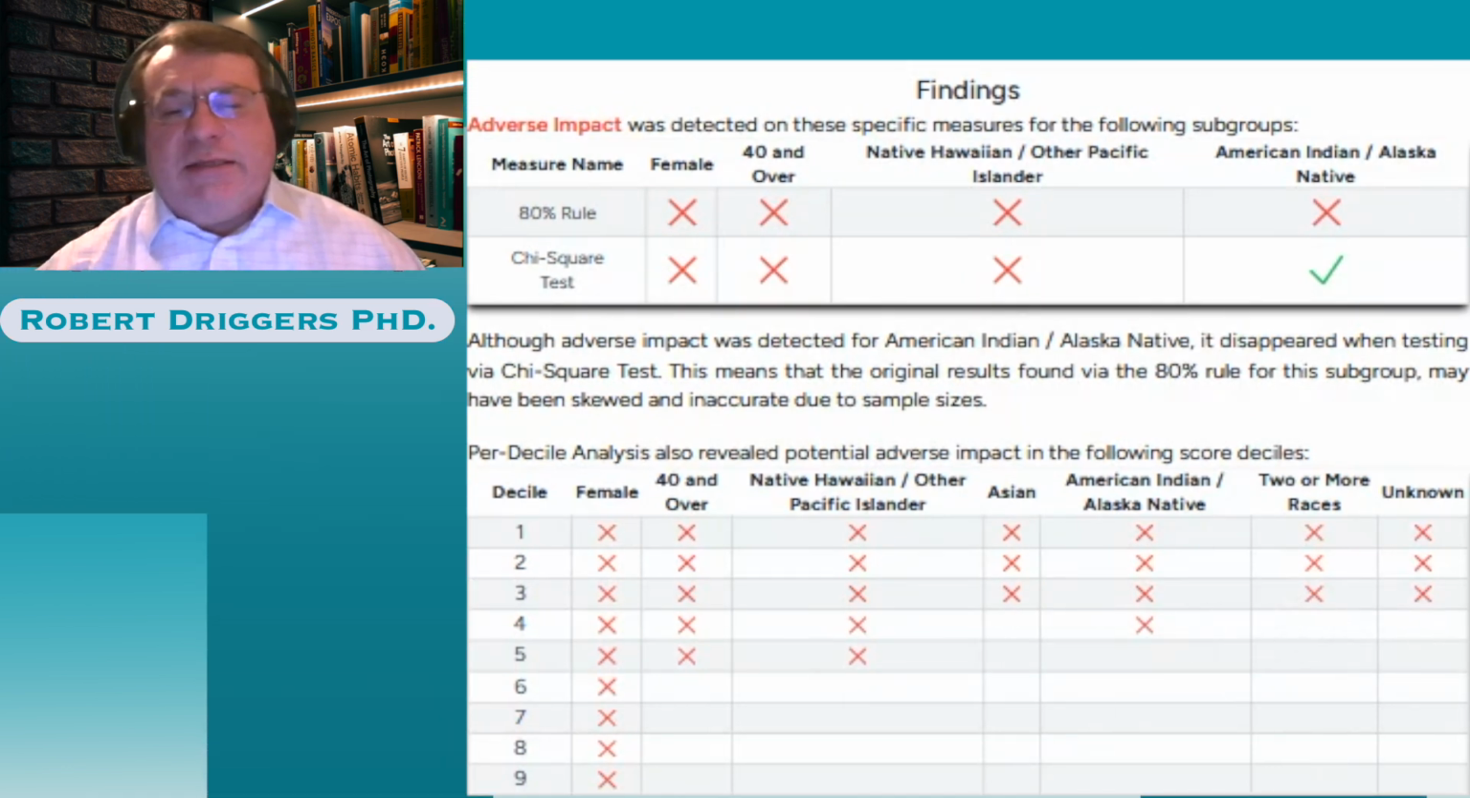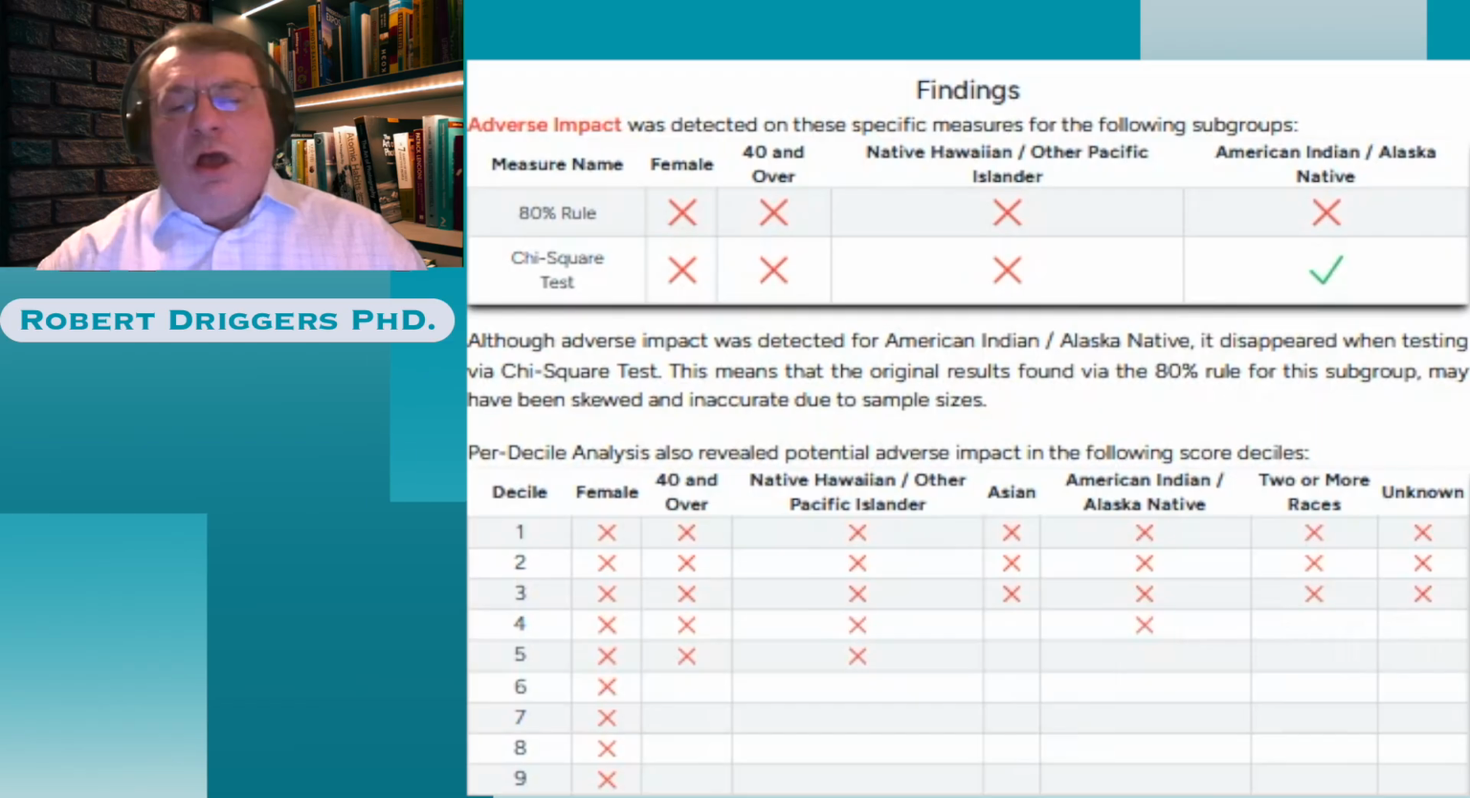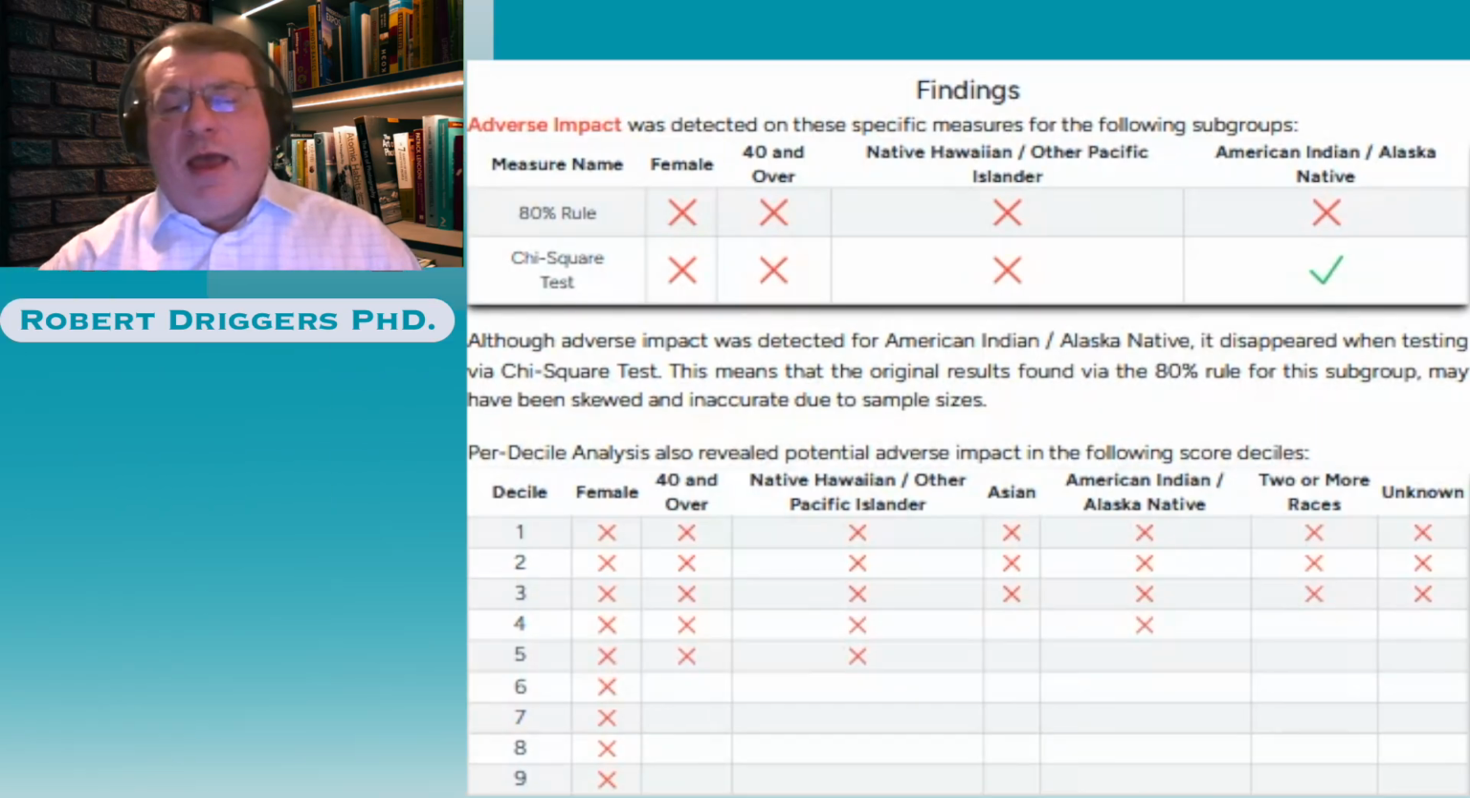This gives you a good idea when you're setting the cut scores. If you set a cut score at a certain place, what type of impact will you have, and how do you intend to deal with it?